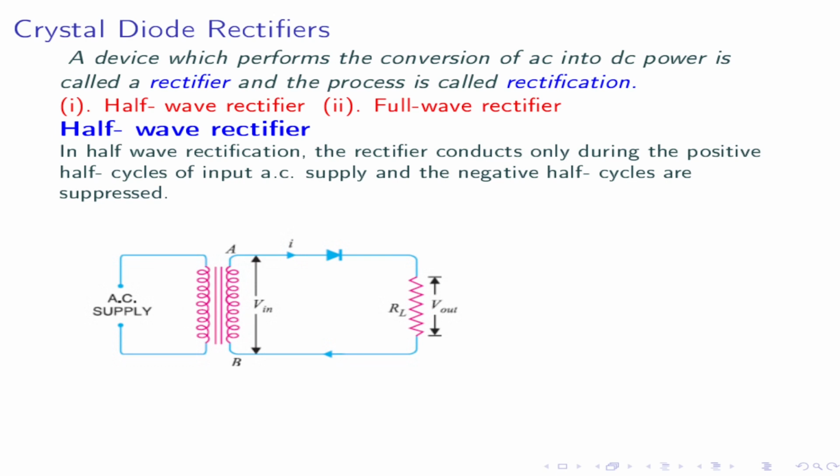This is the circuit diagram of a half wave rectifier. Here we have an AC supply, a transformer, and a diode which is connected to a load. And we have these inputs, say 10 volt peak to peak.